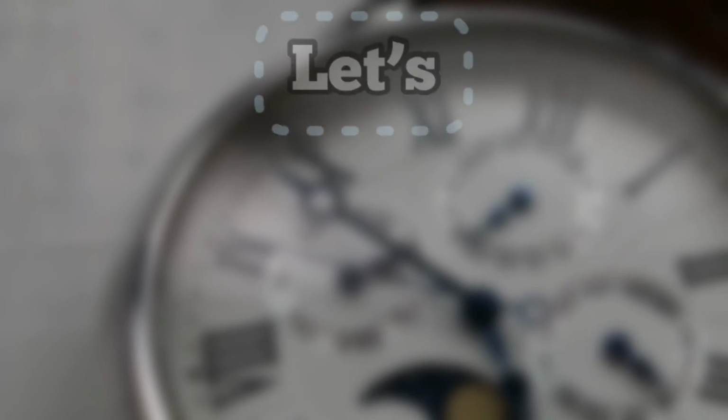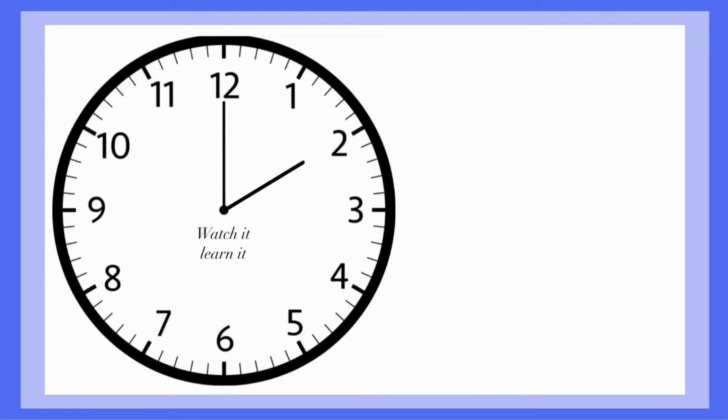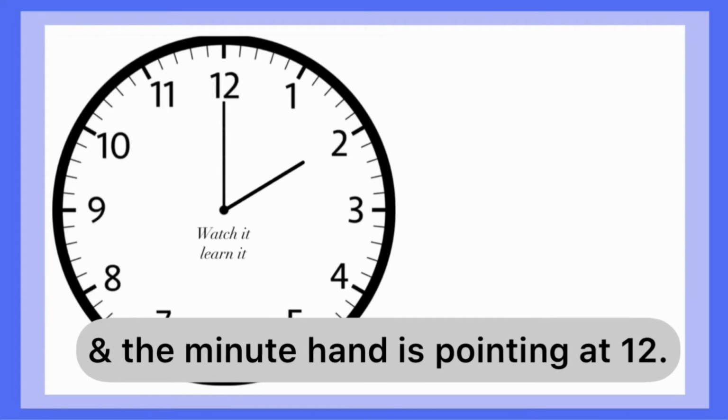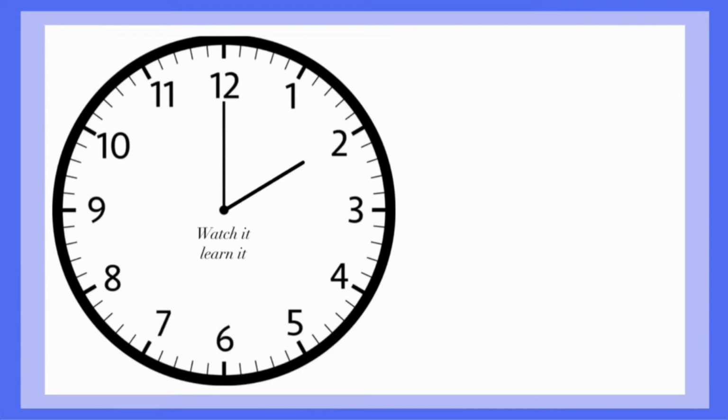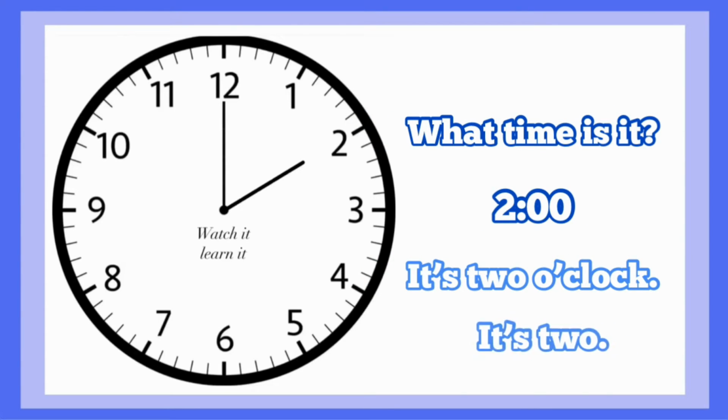Okay, are you ready? Let's watch it, learn it. First, we want to talk about different ways that we can express the time. I will ask and then I will answer myself. As you can see, the hour hand is pointing at 2 and the minute hand is pointing at 12. So what time is it? It is 2 o'clock. Or you can just say it is 2.